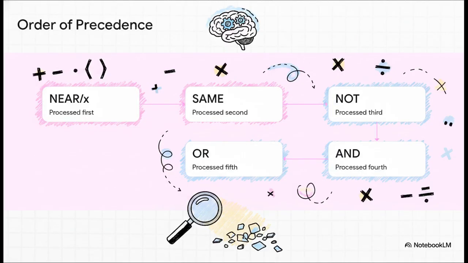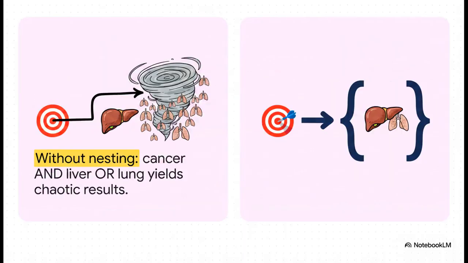Now here is something absolutely crucial. When you start mixing NEAR, NOT, and OR in a single search, Web of Science processes your instructions in an exact, strict order of operations, kind of like algebra. It processes NEAR first, then SAME, then NOT, and finally OR. If you don't realize this, the database might combine your terms in a way you totally didn't intend, completely ruining your results. But notice how we can take back control using parentheses, a technique called nesting.